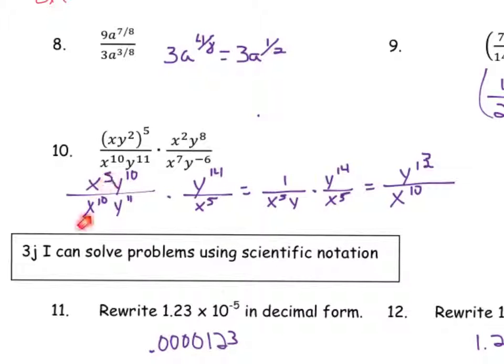X to the 5th over x to the 10th, so that left me with 5 factors of x for this one. So this is this. Here there wasn't anything to simplify, so I just rewrote it. And then I did x to the 5th times x to the 5th, multiplying powers with the same base, I added. But I noticed I had a y here and a y to the 14th here, so this y could cancel out one of these factors of y to have y to the 13th.